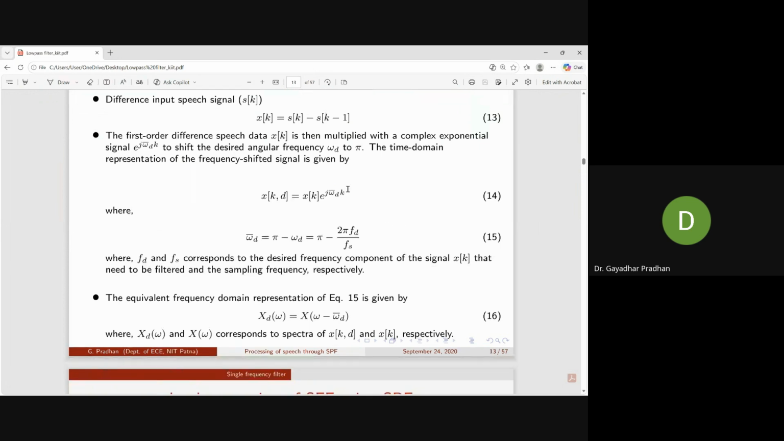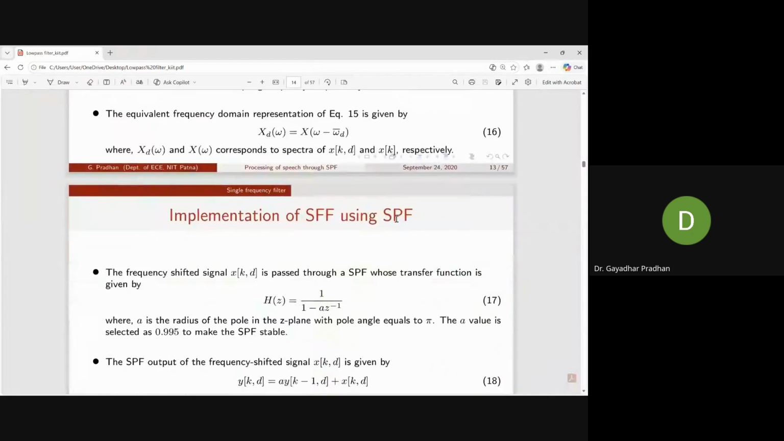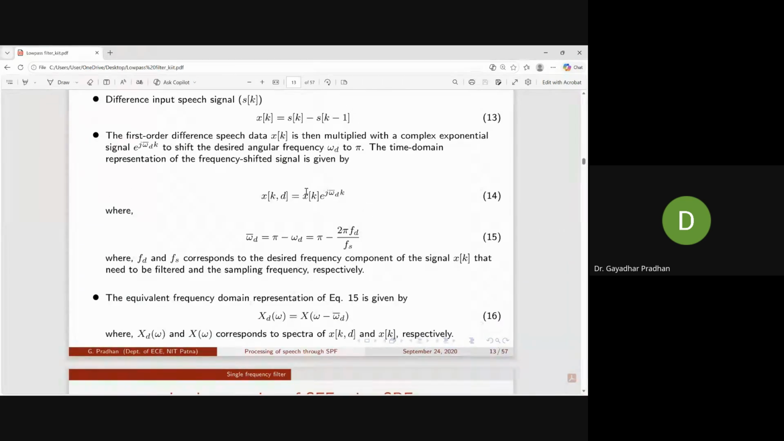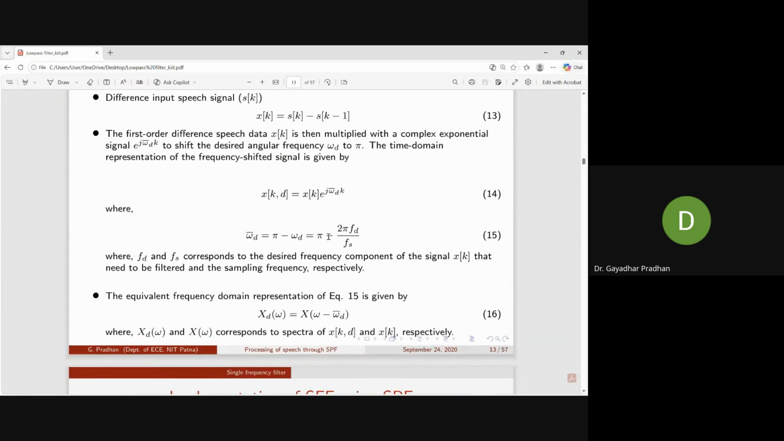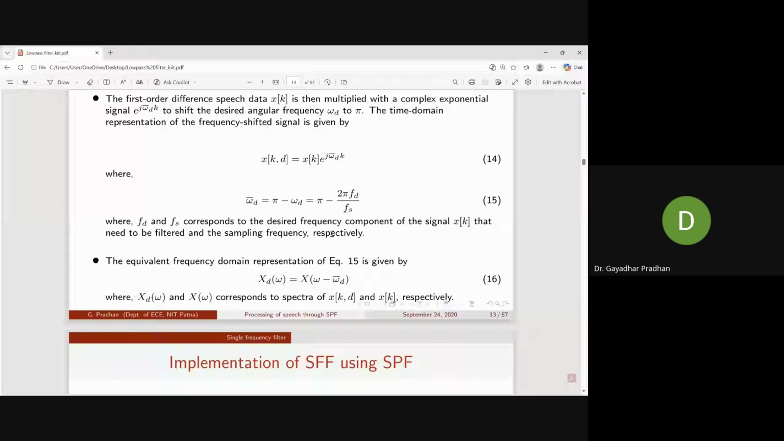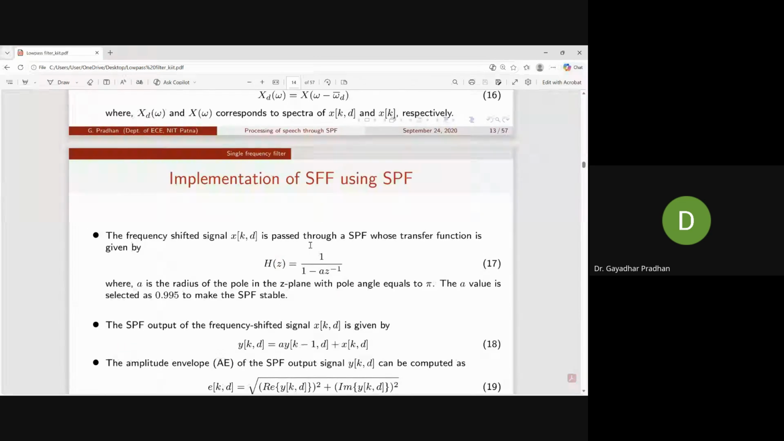So we apply e to the power j omega t and multiply it with the data. That omega t will decide which frequency I am trying to analyze, suppose 200 hertz or 2 kilohertz or 5 kilohertz. I multiply omega t with xk and pass it to that filter. It is as simple as that. If I pass xk itself, I get only one frequency. If I multiply by e to the power j omega k, I get multiple frequencies, so pass through this filter.